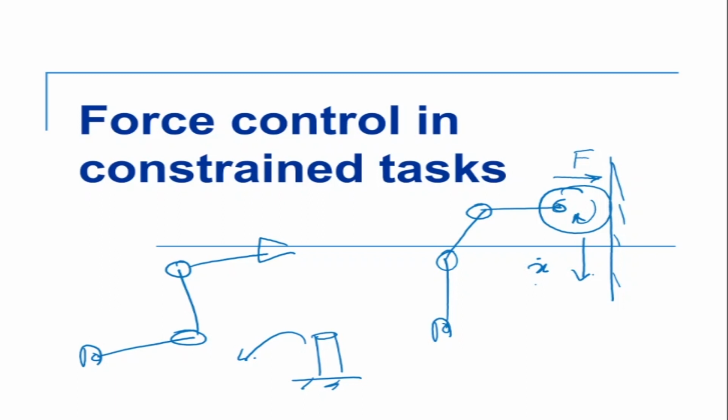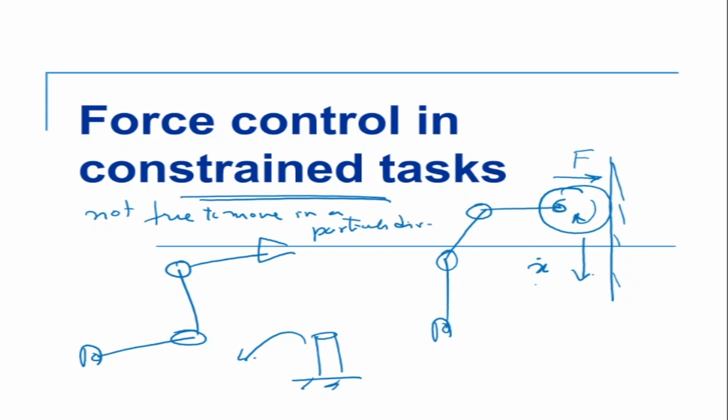So here this is a case of a constrained task. This is what we call a constrained task, where the robot is constrained in some direction. Constrained means not free to move in a particular direction. That is the meaning of a constrained task.